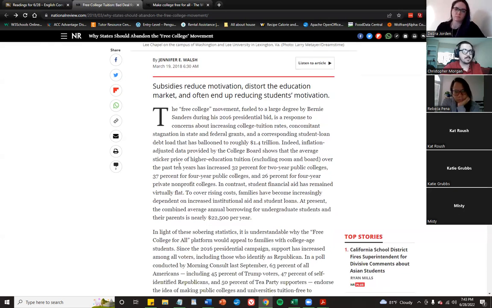Indeed, inflation-adjusted data provided by the College Board shows that the average sticker price of higher education tuition, excluding room and board, over the past 10 years has increased 32% for 2-year public colleges, 37% for 4-year public colleges, and 26% for 4-year private nonprofit colleges. In contrast, student financial aid has remained virtually flat. To cover rising costs, families have been increasingly dependent on increased institutional aid and student loans. At present, the combined average annual borrowing for undergraduate students and their parents is nearly $22,500 a year. In light of these sobering statistics, right? What does it mean to be sober? What does it mean to be sobered?